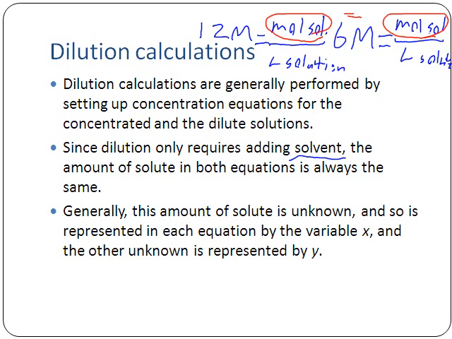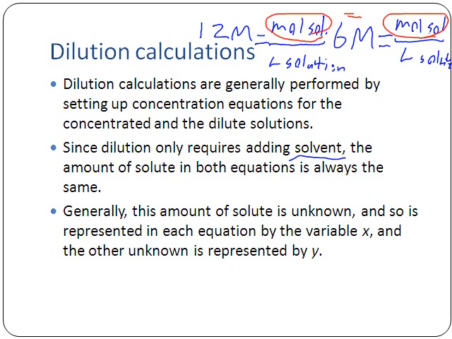And so that's going to be a critical piece that's going to let us do these calculations. Because if those two things are equal, then we can solve for one of them and use that to find some piece of information for the other problem. Now, in most cases, these two amounts of solute that we talked about here, that are equal, are generally unknown.